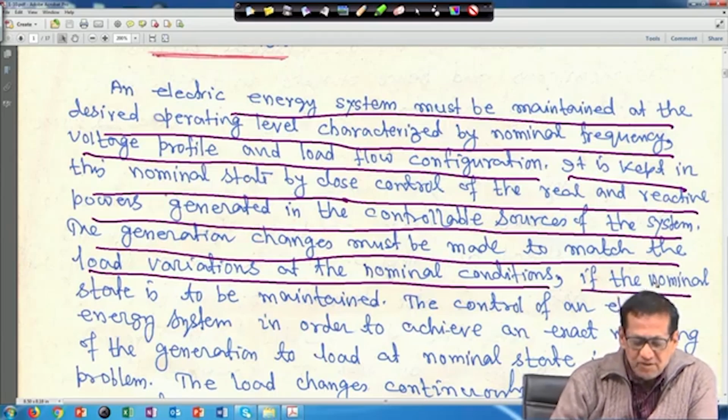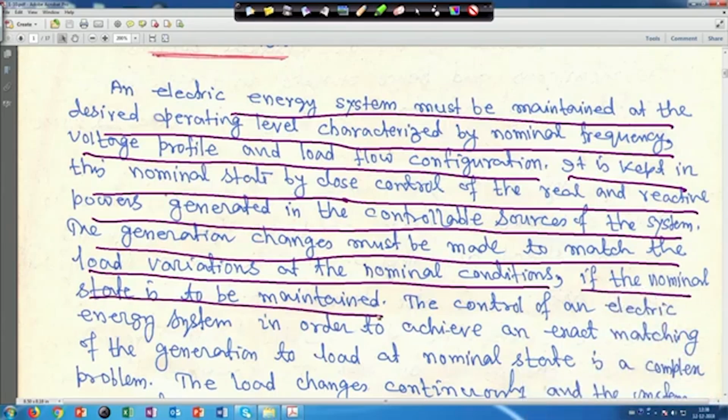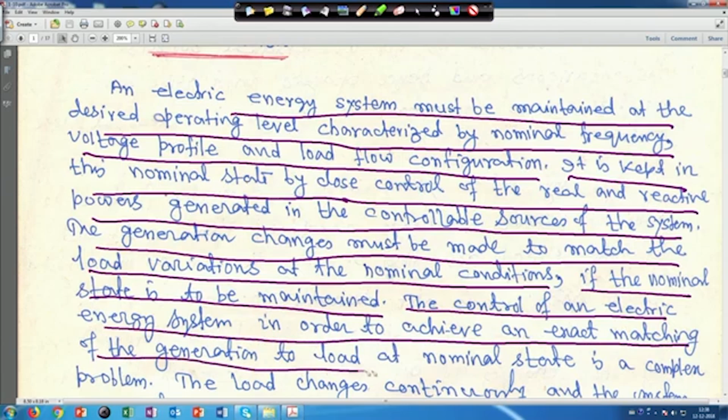So, if the nominal state is to be maintained, suppose there is an increase in the load, right. Immediately there will be a transient imbalance between generation and load, because load will be more, generation will be less, right. Therefore, generation will chase the load. Sometimes we call this load following, when the generator is following the load. In the deregulated environment we will also see load following, right. The control of an electric energy system in order to achieve an exact matching of the generation to load at nominal state is a very complex problem, right.